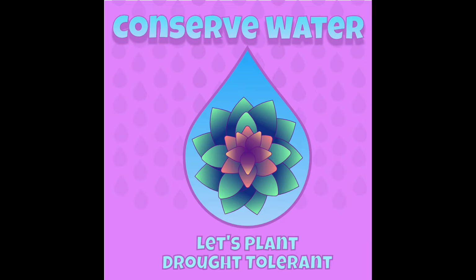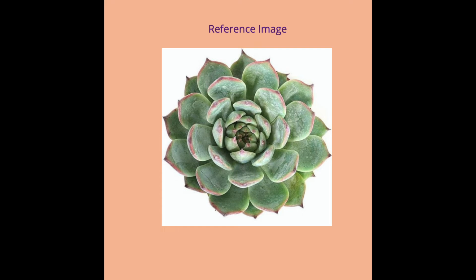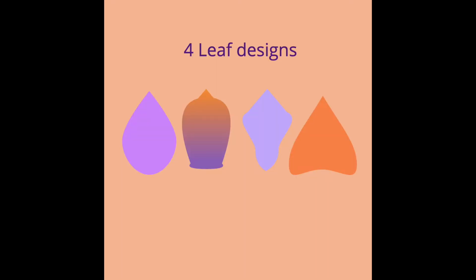Hey class, so quick recap. For this project, whether you're making it using Vector, Google Draw, or making it at home using materials like construction paper, you're going to need to find a reference image first. This is mine. I'm using this for color and design reference. After I find my reference image, I'm going to create 4 leaf designs, and each one is going to be different from the next.